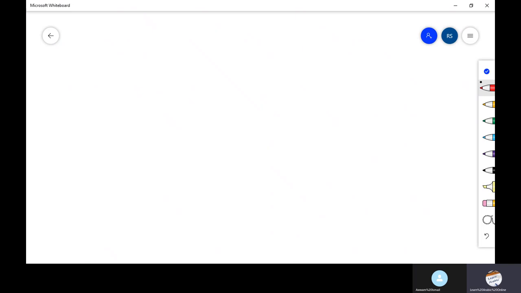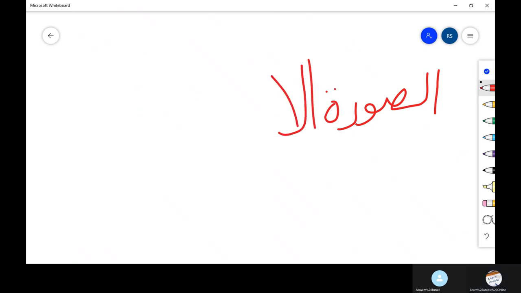Okay. So you have two options. First picture and second picture. If the answer is the first picture, you will say As-Suratul Ula. Do you see on your screen? As-Suratul Ula. Okay.